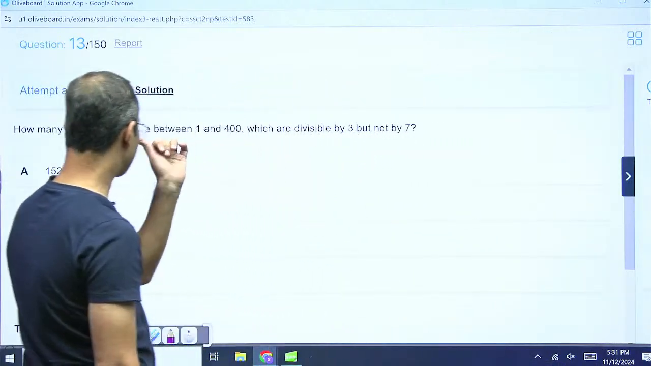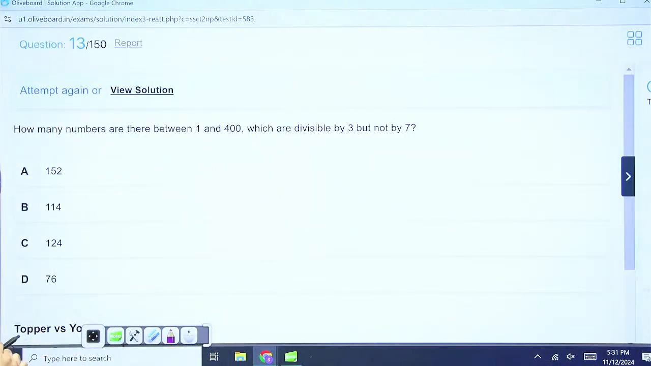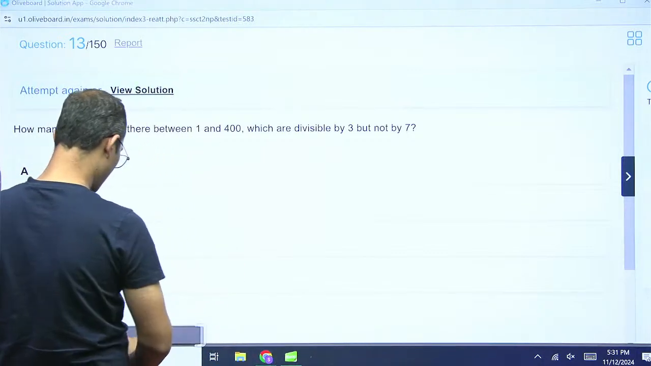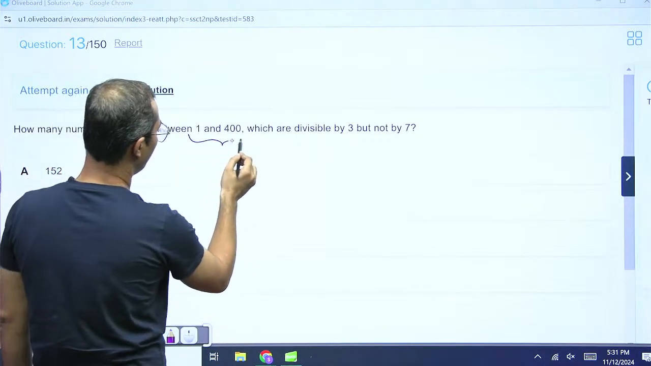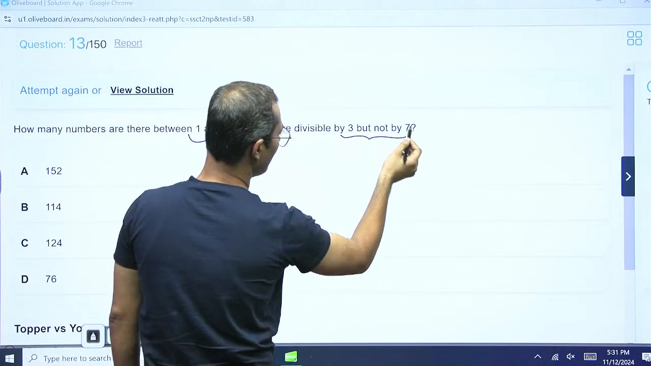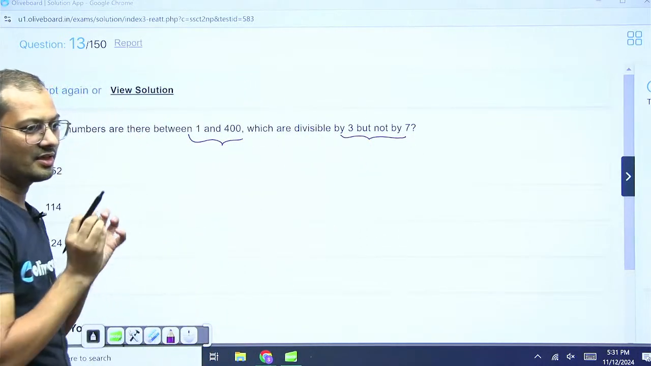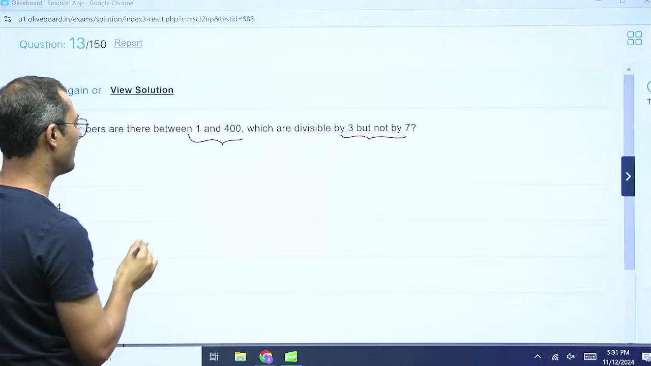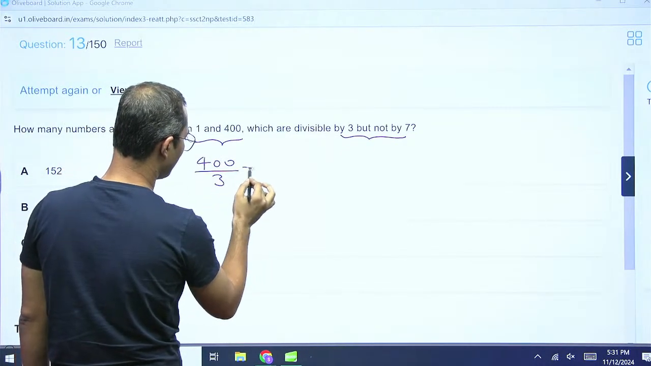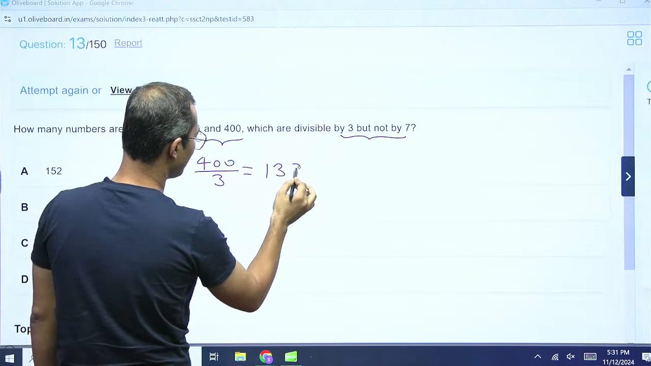Tell me what is the answer for this question. See, how many numbers are there between 1 to 400 which are divisible by 3 but not by 7? So we can say that the number divisible by 3 is given by 400 divided by 3, simple, 133, right?